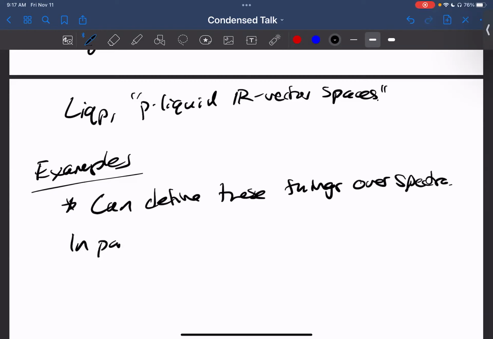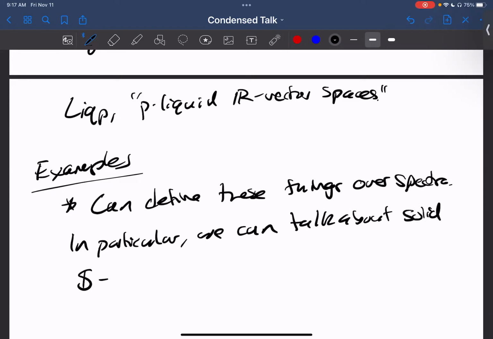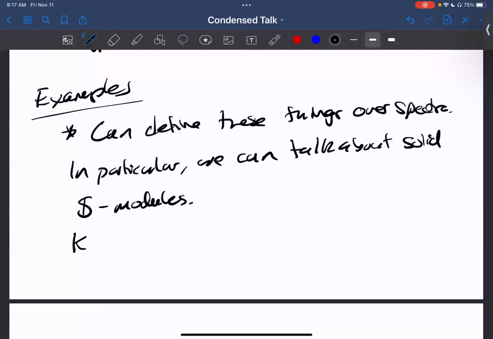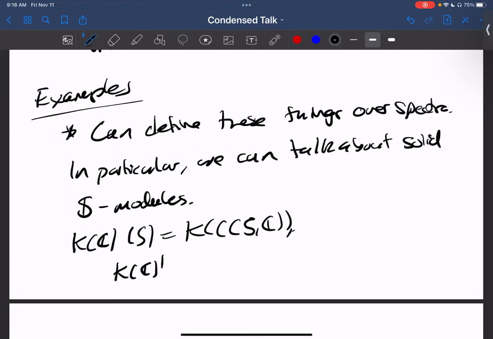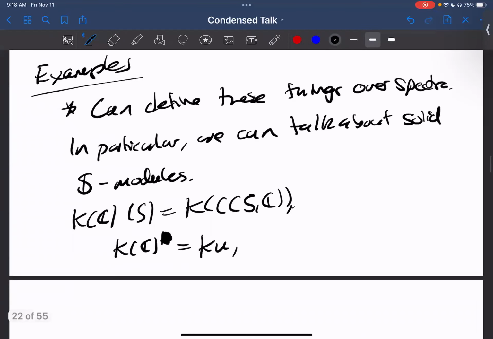In particular, we can talk about solid S modules, where S is the sphere spectrum. And what we can do is, if you let K of C be algebraic K theory of C, where this takes values on S as the K theory spectrum of continuous maps from S to C, then you can look at K of C, you can solidify this, and you're going to get back the spectrum KU, connective topological K theory.